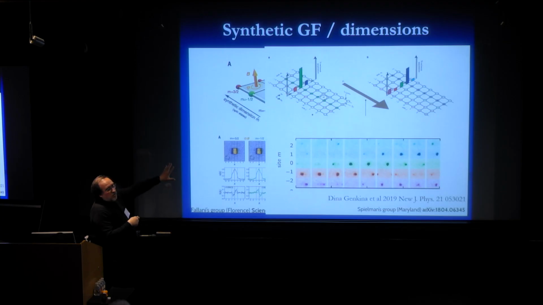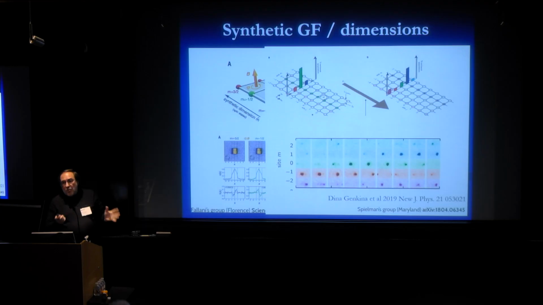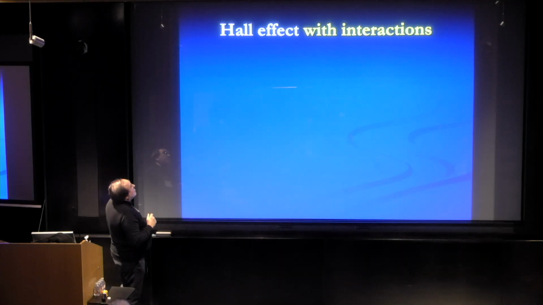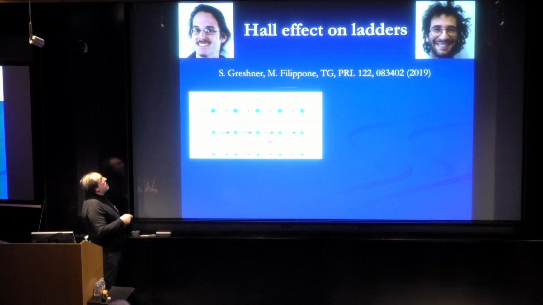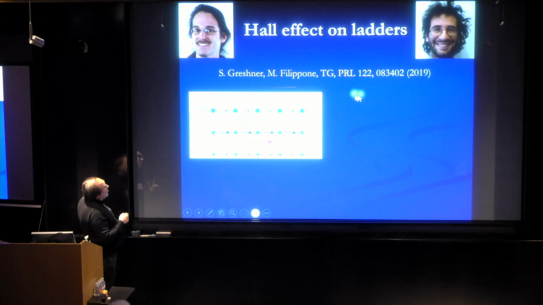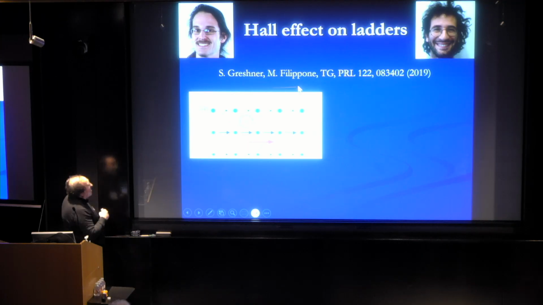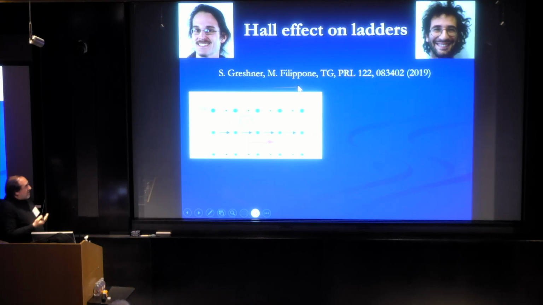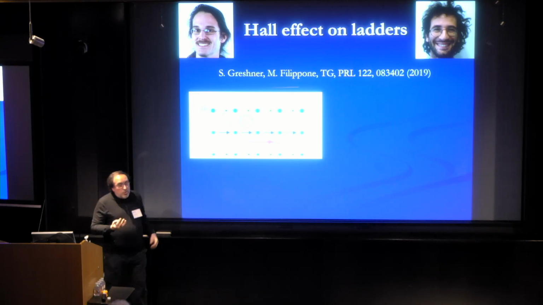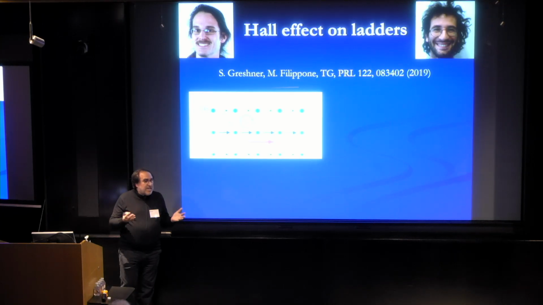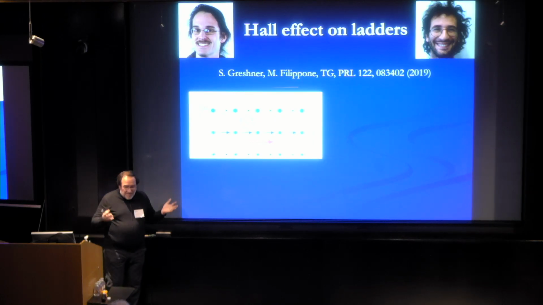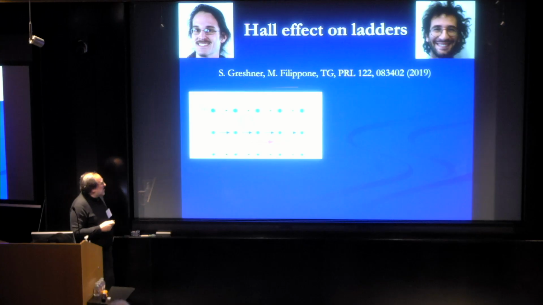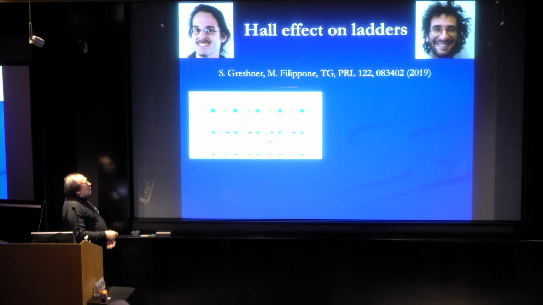All this was done with ridiculously weak interactions. So this is essentially one particle physics. So now, what would happen with interactions? So this is something we did with Sebastian Greschner and Michele Filippone. At the time, they were postdocs in my group. And the way we attack this problem is essentially numerical. We didn't know how to do it analytically initially, so we decided to do DMRG calculation using the fantastic power of DMRG. Thanks, Steve.